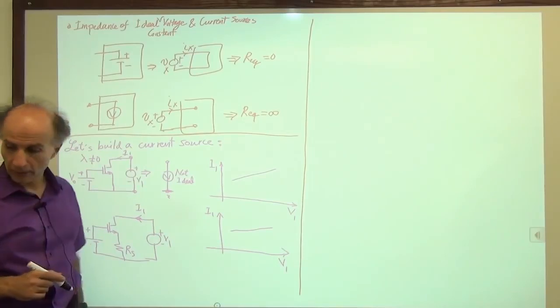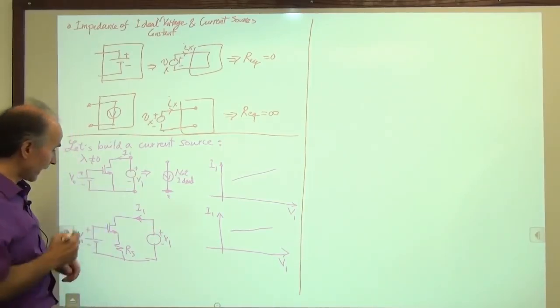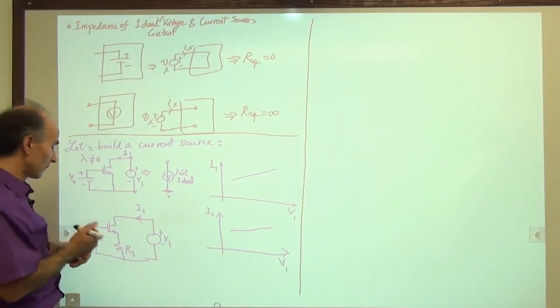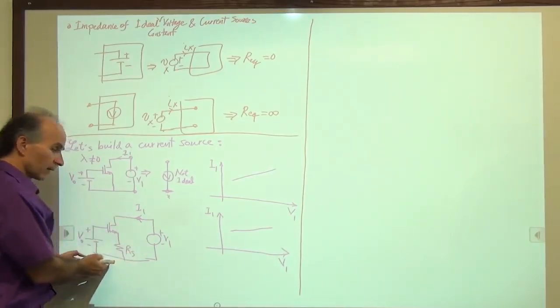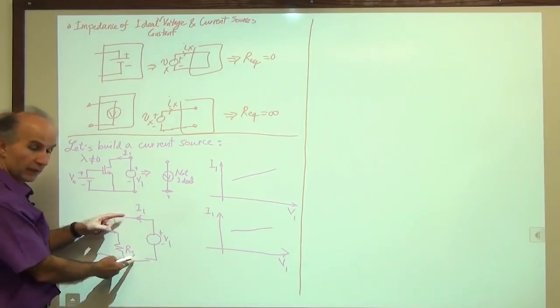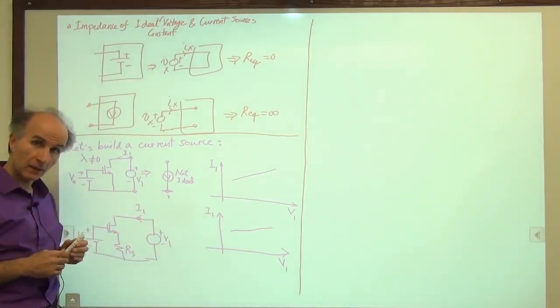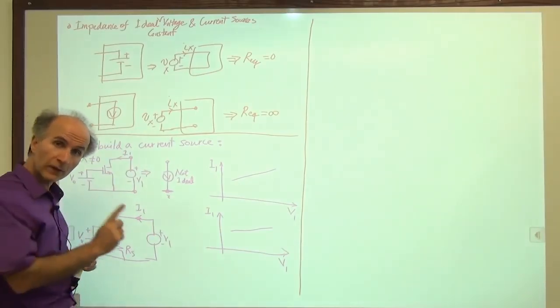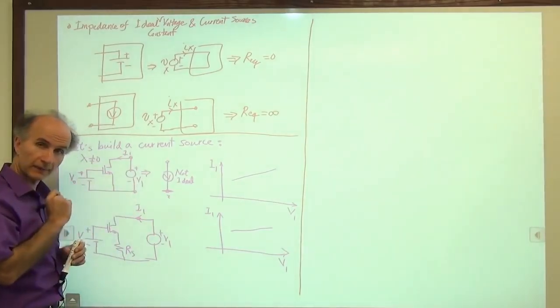Okay, so this is an interesting point, and to understand whether this happens or not, what we have to do is measure the impedance of this device. This is a two-terminal device. I can measure its impedance, the small signal impedance. That tells me whether this circuit is better than this circuit or not.